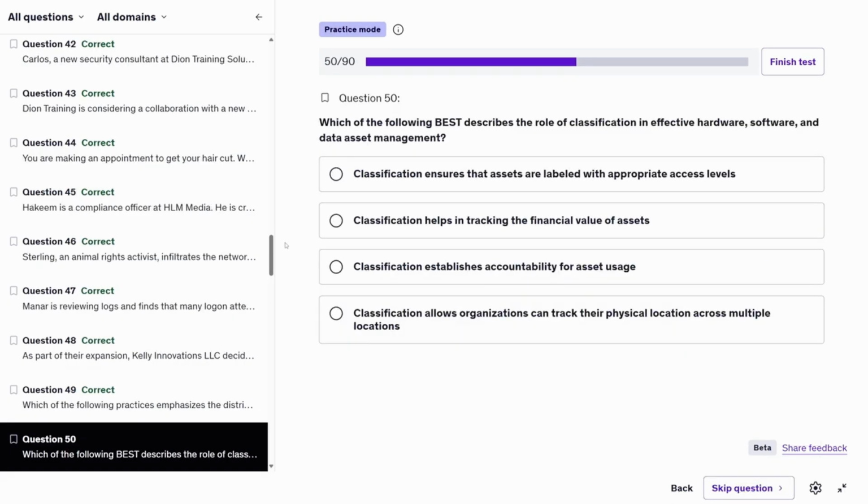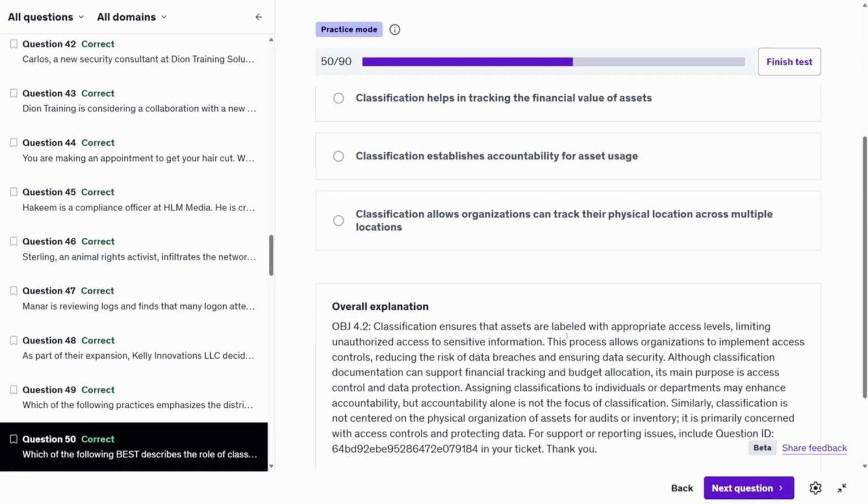Which of the following best describes the role of classification in an effective hardware, software, and data asset management? The correct answer is A. Classification ensures that assets are labeled with appropriate access levels. This limits unauthorized access to sensitive information, and this process allows organizations to implement access controls, reducing the risk of data breaches and ensuring data security.